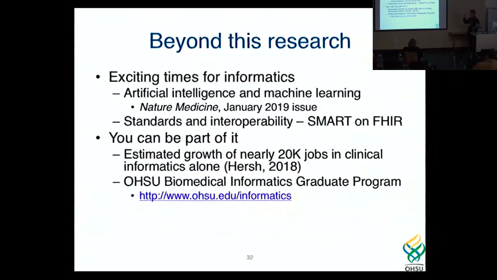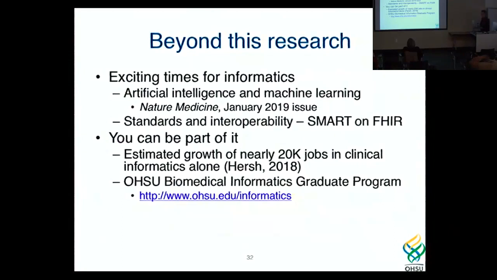And then there's also a lot of work going on with data standards and interoperability, because another challenge now that everyone has electronic health records is how to get the systems talking to each other, so we can share the data. And you can be part of it. There's a lot of career opportunities.